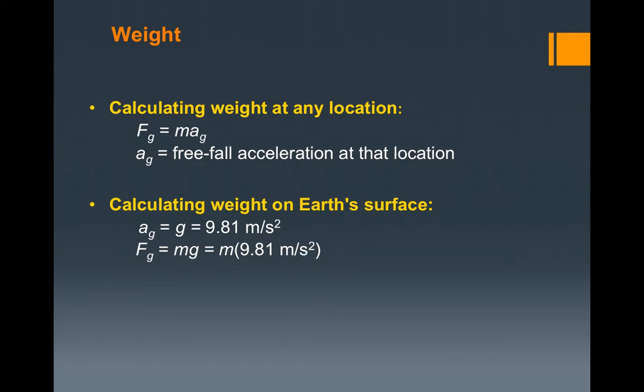So to calculate weight, and force and weight are again essentially the same thing, weight is mass times acceleration, or mass times gravity. And so your force due to gravity is going to be equal to your mass times your acceleration due to gravity. On Earth's surface, and this is at sea level specifically, your acceleration due to gravity, which we just call g, is going to equal 9.81 meters per second squared.